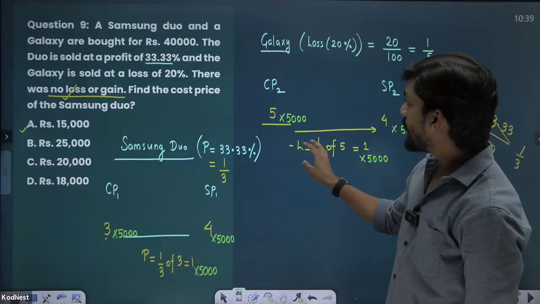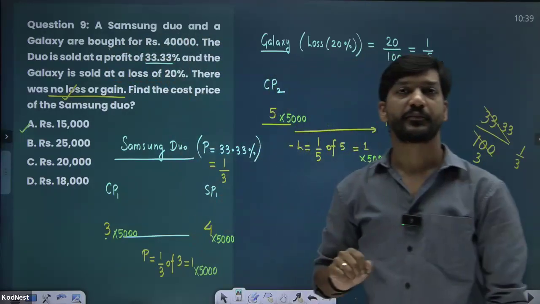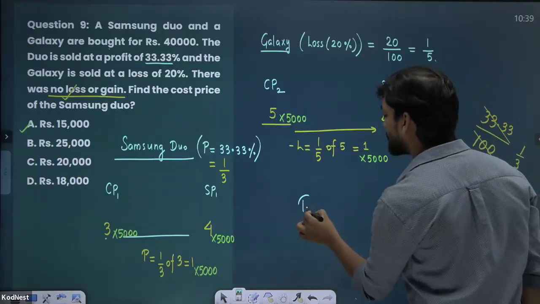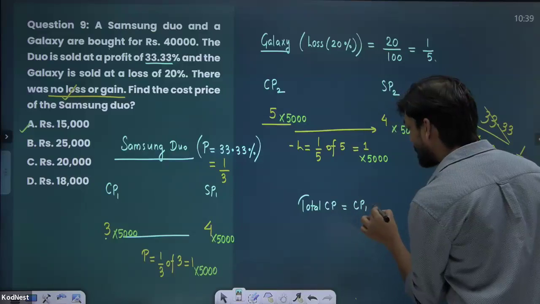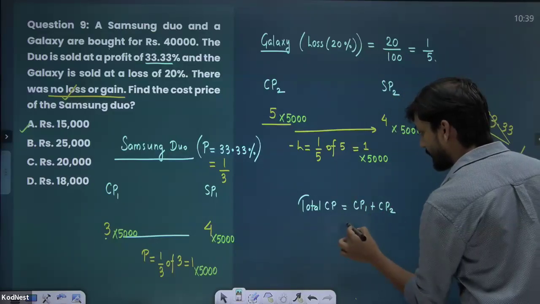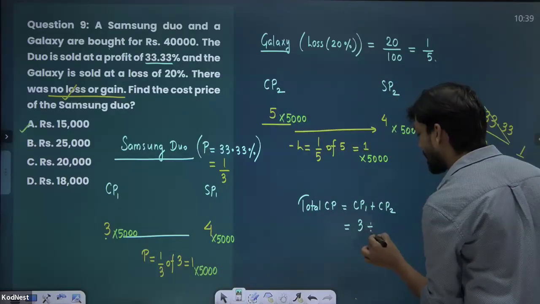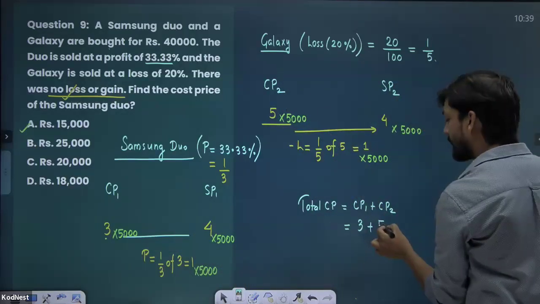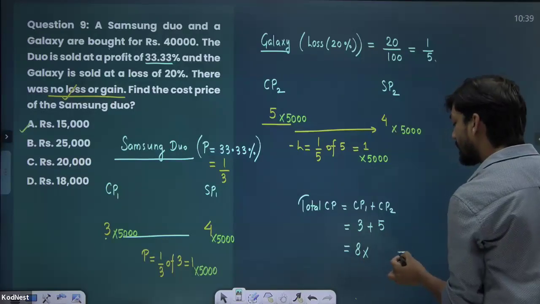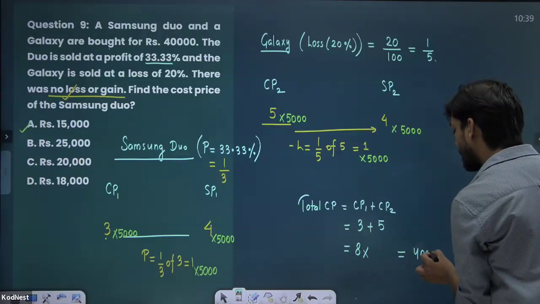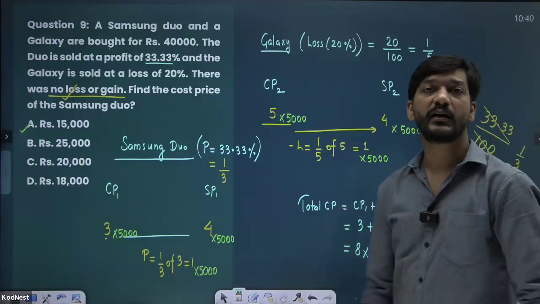If profit is equal to loss, then I will start with, okay, what is the total cost price, because it is given. So total cost price, CP1 plus CP2. My cost price one value is 3. CP2, my value is 5. So I am getting 8. But I don't want 8. I want 40,000. Because that is given. So 40,000 I want. But right now I am getting 8.